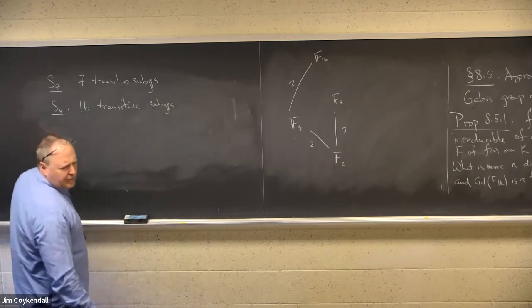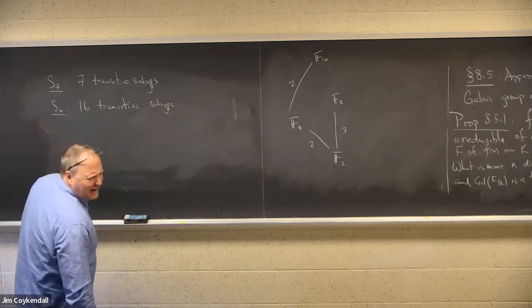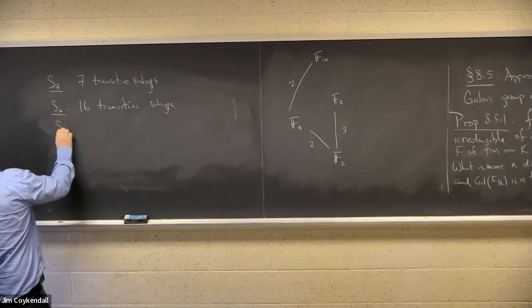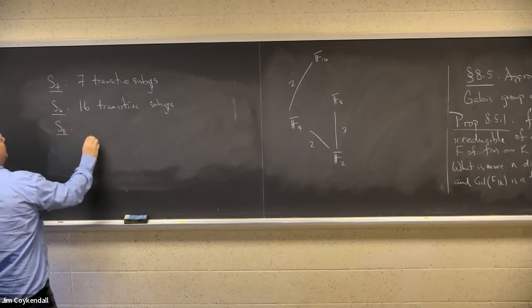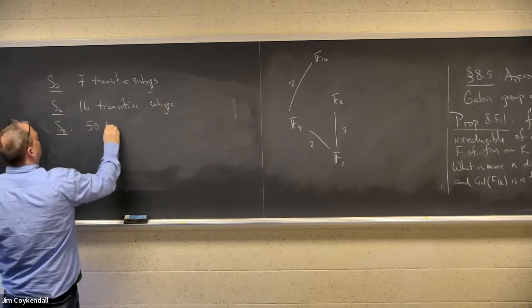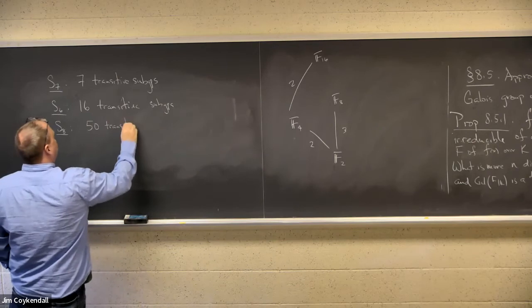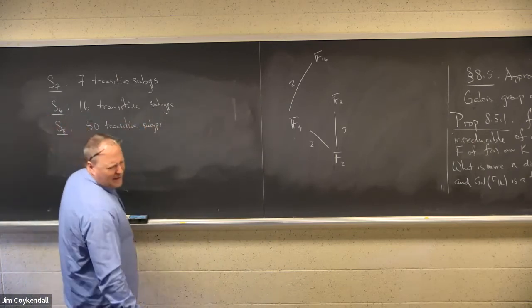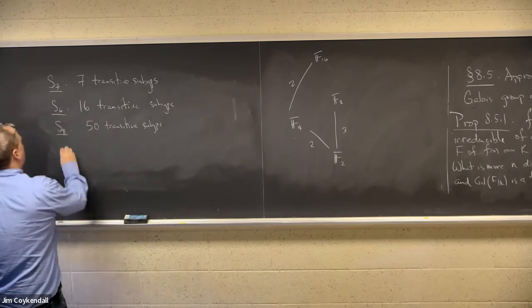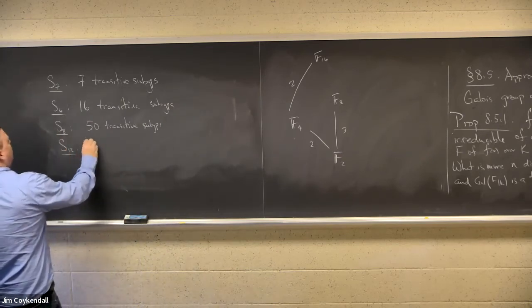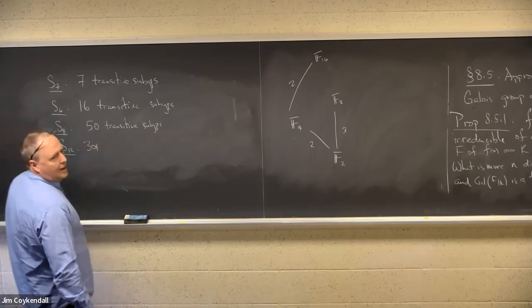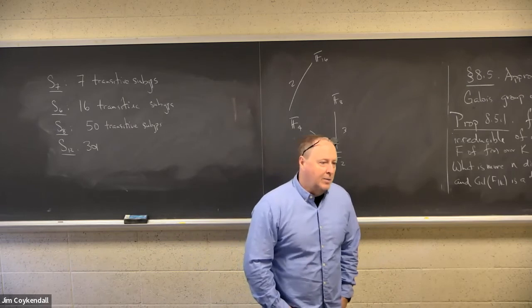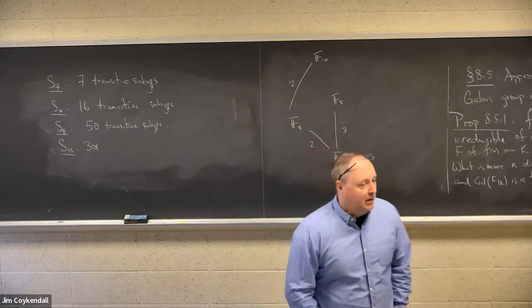And just to give you some perspective, S8, there are 50. And S12, 301. Right, nobody wants to be listing that. So in other words, if you have a 12th degree polynomial, there's a lot of possibilities for the Galois group.